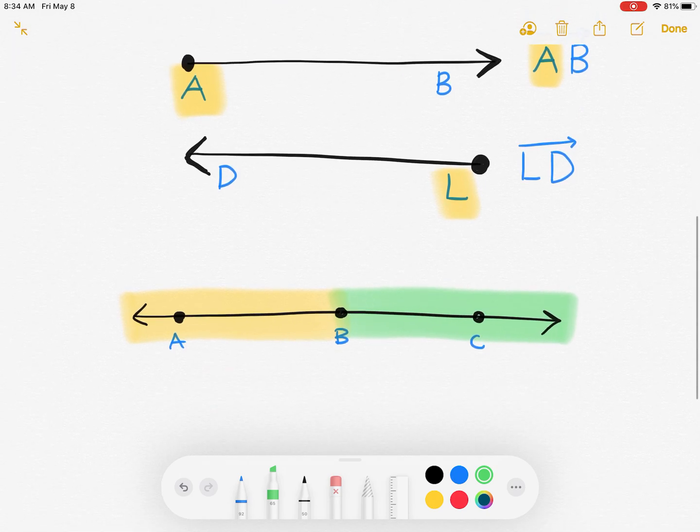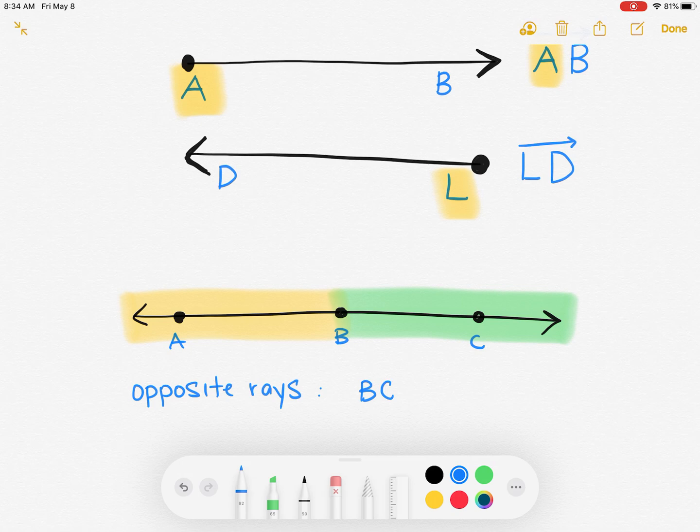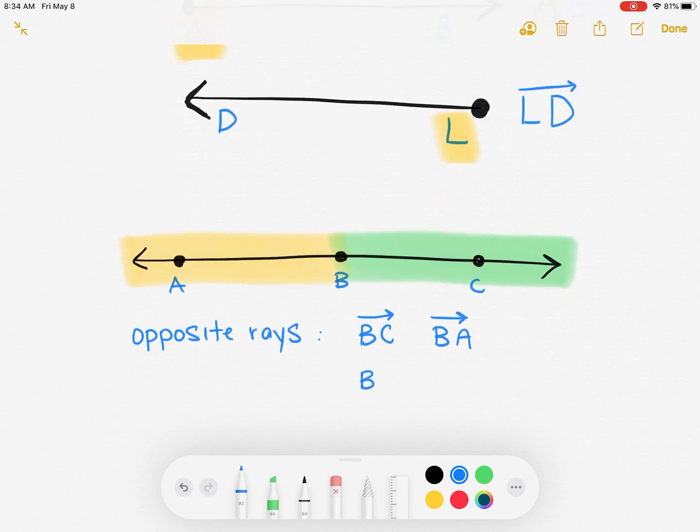So if I was labeling opposite rays, my first opposite ray would be B to C, and my second one would be B to A. Or I could have said B to A and then B to C. I just needed to make sure that I used the letter B first in both of them because that would be where my rays are starting.